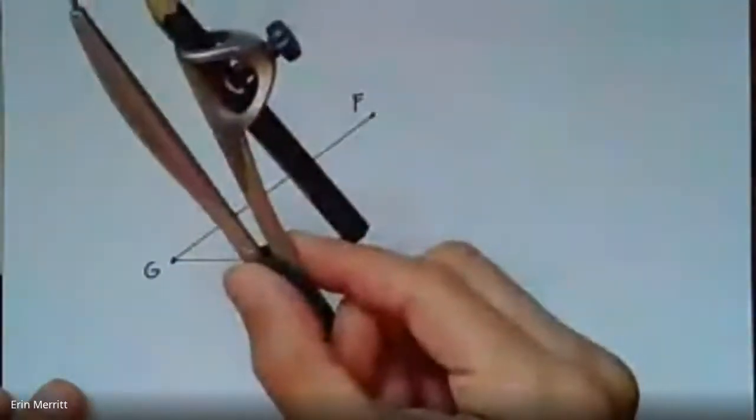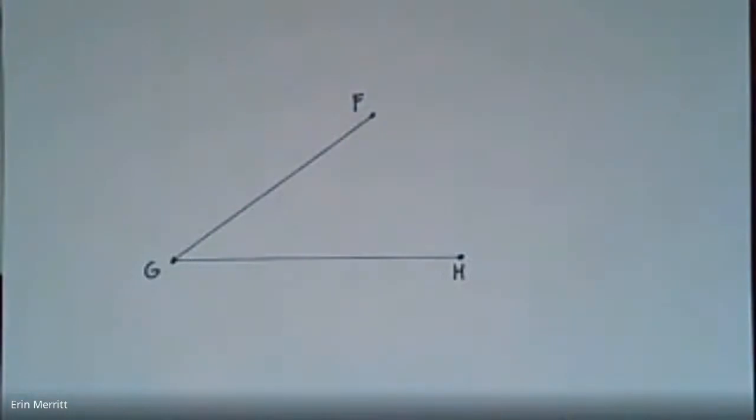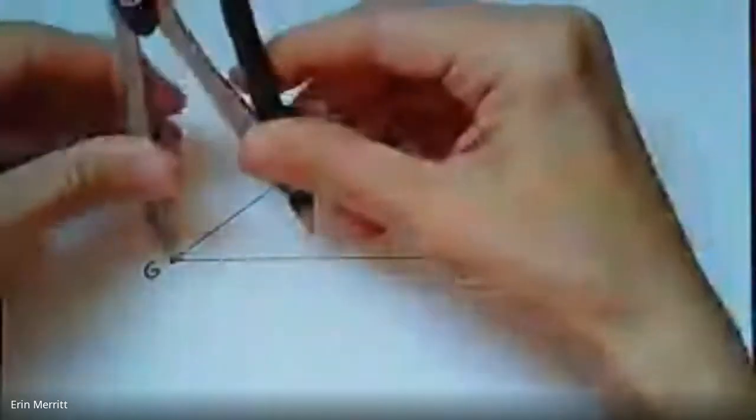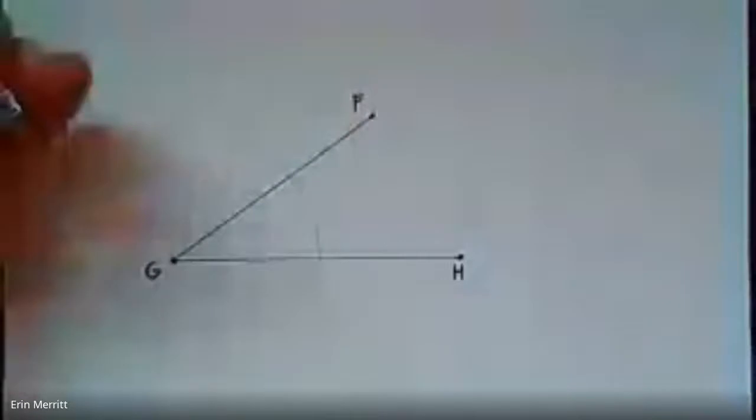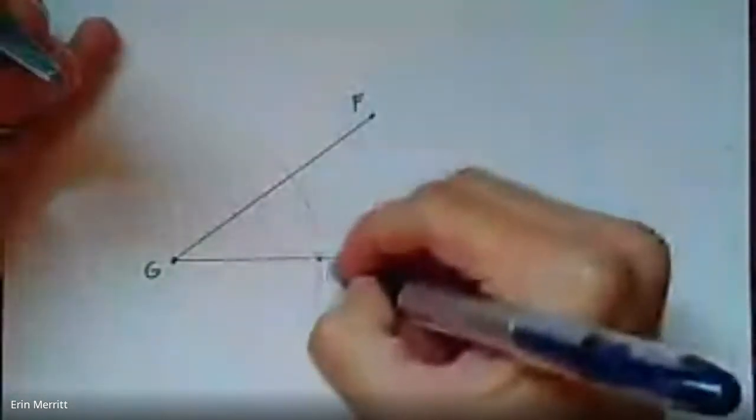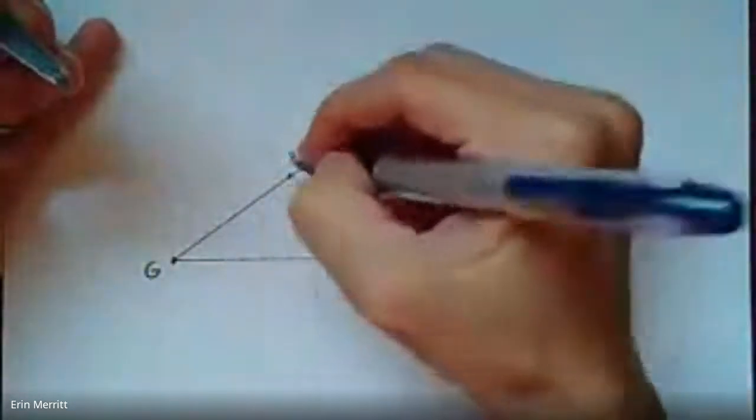And same thing, you're going to start with your compass. The pointer is going to go right on vertex G. And now you can choose. You can open it as much as you need to, as long as when you swipe that arc, it's going to hit both sides. So I'm going to swipe my arc here so that it hits. I'm going to label those just so I can talk about them as A and B.